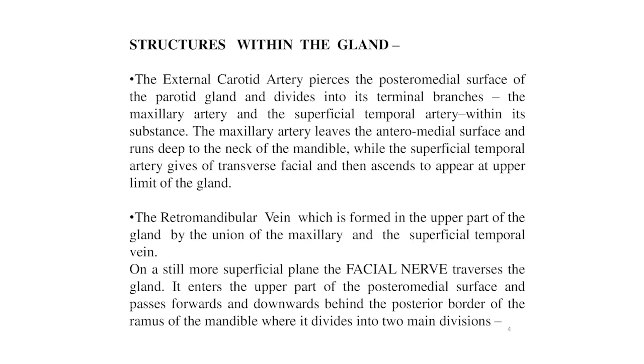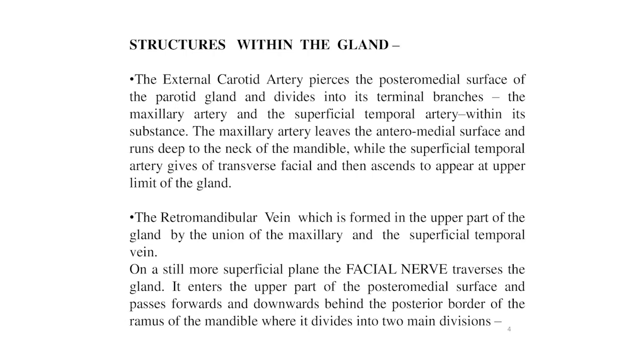The posterior auricular artery may arise from the external carotid artery within the gland and then leaves through the posteromedial surface. On a more superficial plane than the external carotid lies the retromandibular vein, which is formed in the upper part of the gland by the union of the maxillary and the superficial temporal vein. The retromandibular vein emerges from the gland behind its lower extremity and joins the posterior auricular vein to form the external jugular vein.